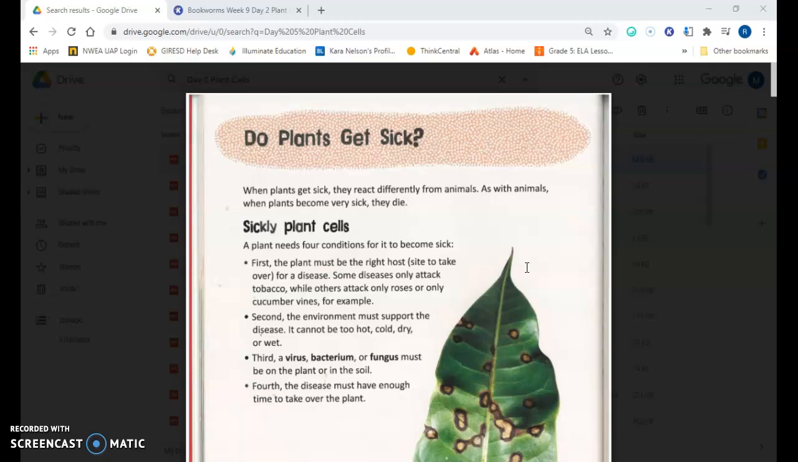We are going to be learning about three types of unicellular plants today. Those are going to be dinoflagellates, chrysophytes, and diatoms. So let's go ahead and start reading.